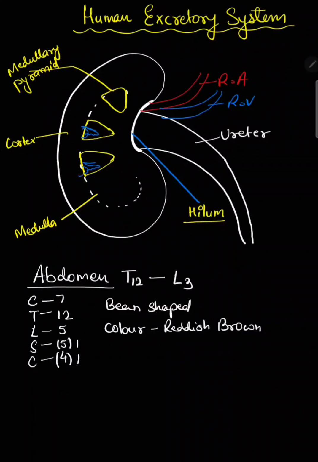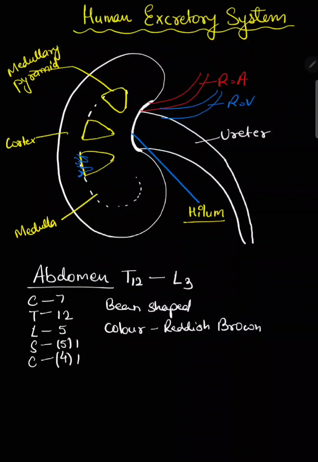It will be like this actually. Let me correct. So it will be like this. Some part of the nephron will be in the cortex and some part will be in the medulla. When we study the structure of the nephron, we'll come to know which part is in the cortex region and which part is in the medulla region. So these are the medullary pyramids, and here are the nephrons.